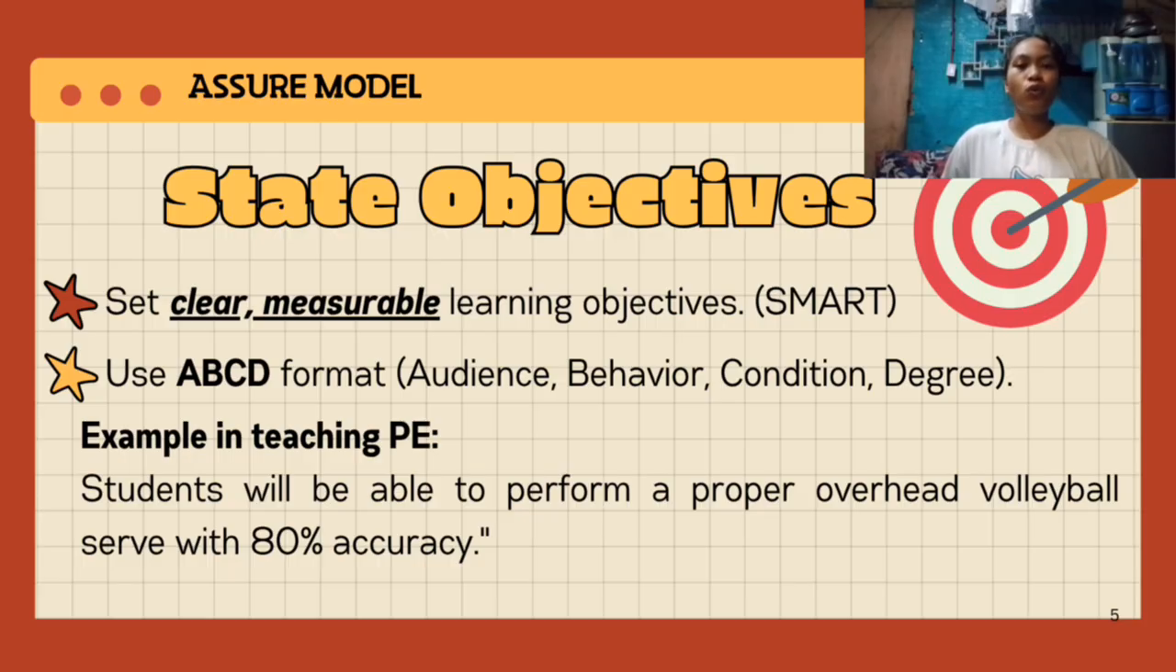This is for who the learners are. B is for behavior. What will they do? C is for condition. Under what situation? D is for degree. How well our students should perform. For our example, the students will be able to perform a proper overhead volleyball serve with 80% accuracy. We use the ABCD method, and that's a clear and measurable objective.